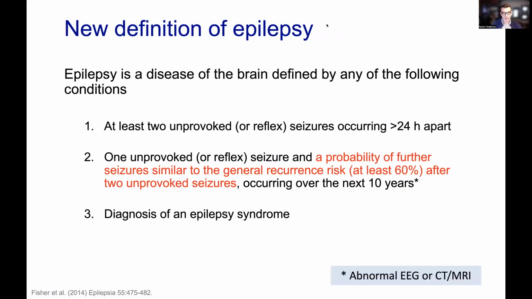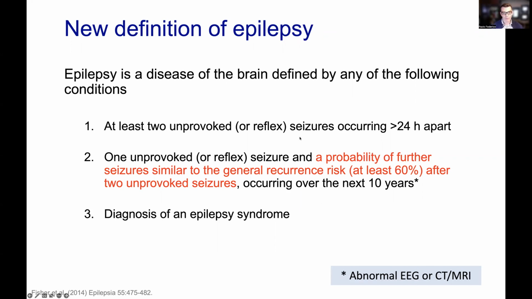I'll now start with the definition of epilepsy. The new definition of epilepsy is shown here. It is a disease of the brain defined by any of the three conditions listed below. Number one, at least two unprovoked or reflex seizures occurring 24 hours apart. So if someone has a seizure related to hypoglycemia or other metabolic derangements, that's not epilepsy. They have to be unprovoked and they have to occur more than 24 hours apart from one another.